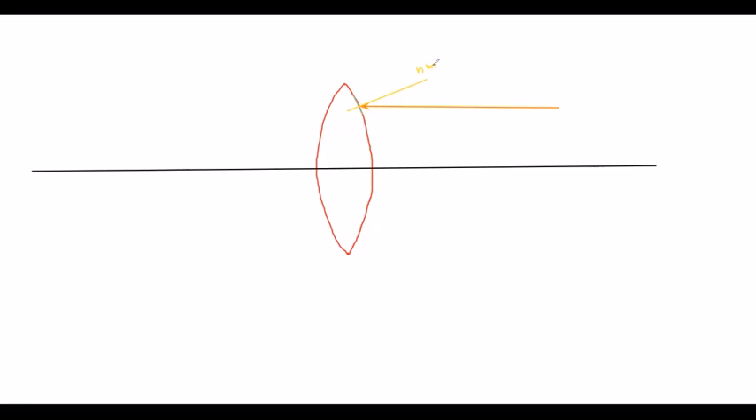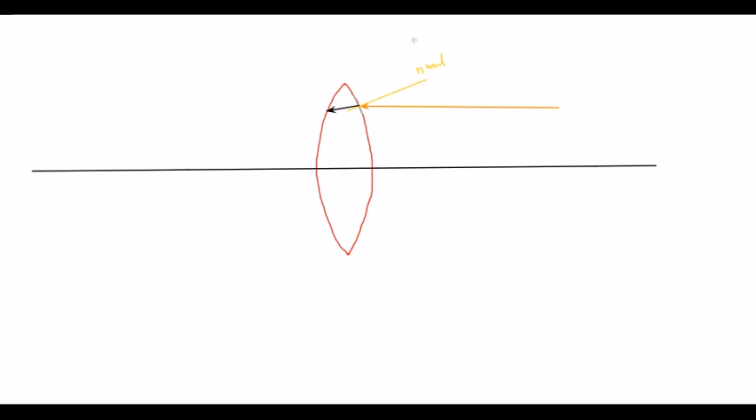As it moves from air to glass, it will bend towards the normal. So if this is a light, if it does not bend, it will move like this. If it bends away, then it will be up. It bends towards the normal, so it will be down. So moving from air to glass, you can see it bends towards the normal.